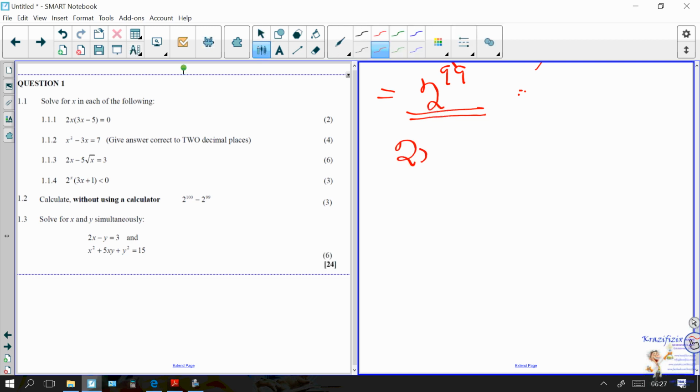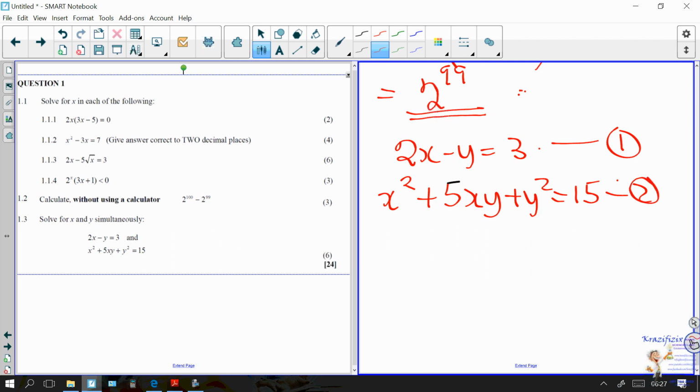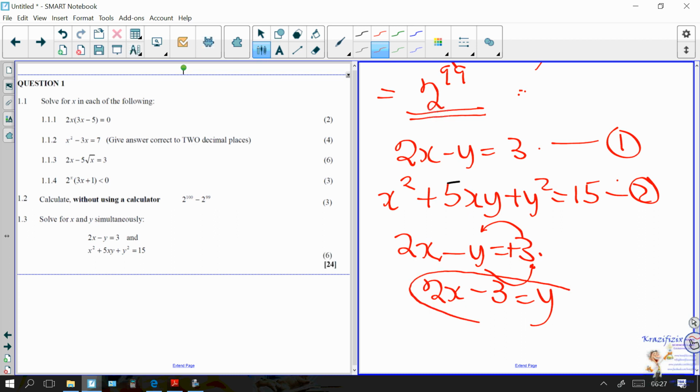All right, solve simultaneously. What do we have? 2x minus y equals 3, x squared plus 5xy plus y squared equals 15. Equation 1 and equation 2. What do we do from equation 1? 2x minus y equals 3. What can we quickly deduce here? Can we move my y over to that side? 2x minus 3. I'm changing places now, equals y. Remember, this is negative y; when it goes there, it becomes positive. So y equals this.